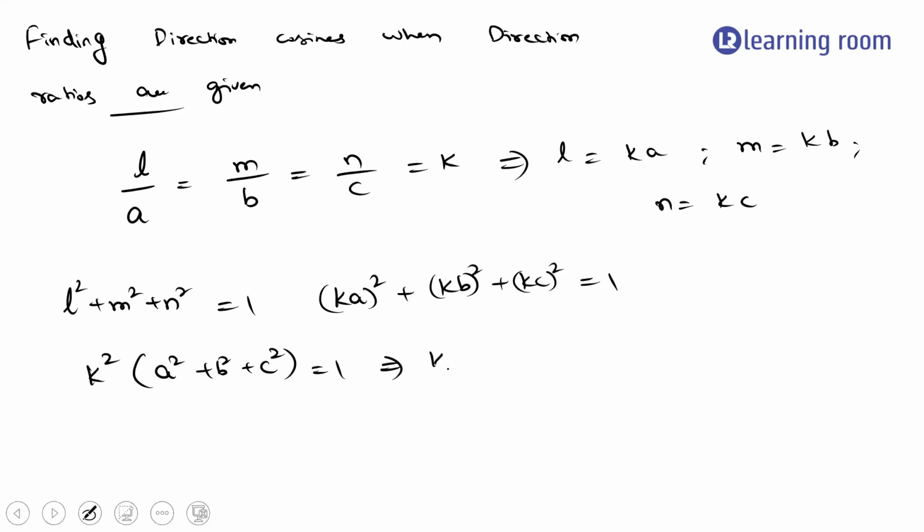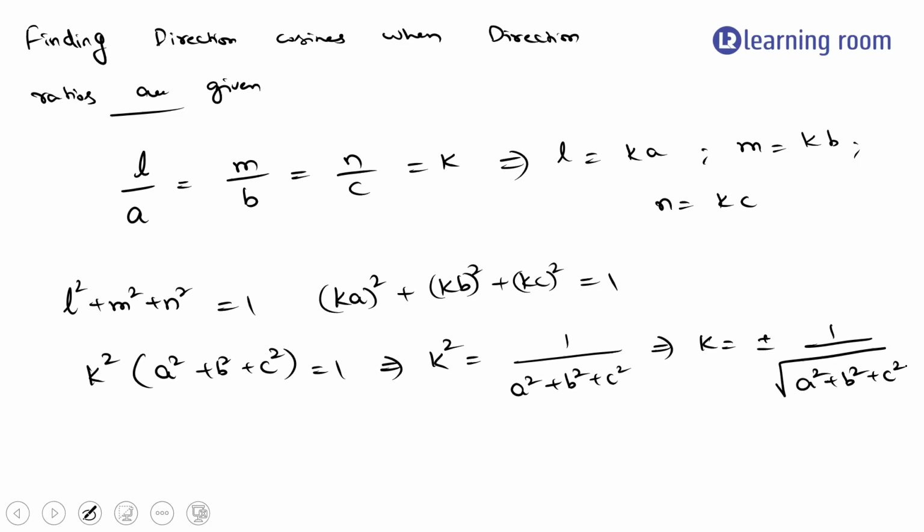So from this we will get K square is equal to 1 divided by A square plus B square plus C square. Or I can also say that K is equal to plus or minus 1 divided by square root of A square plus B square plus C square. Now, if I take this value and substitute it in the individual values of L, M, and N, L will be equal to plus or minus A divided by root of A square plus B square plus C square.